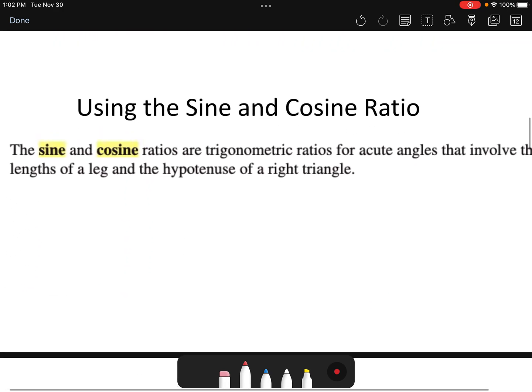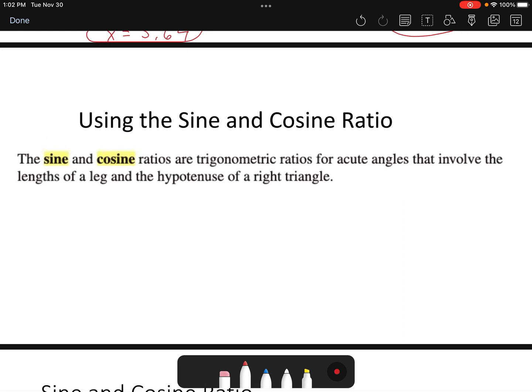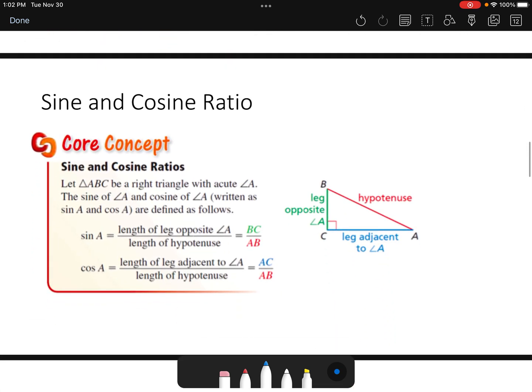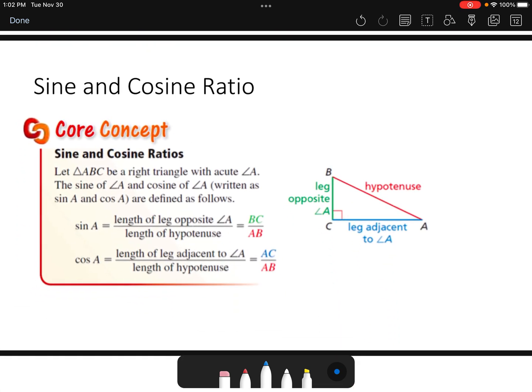Now we're going to use what's called the sine and the cosine, and these involve the legs and the hypotenuse. So one leg and the hypotenuse now. The tangent was both legs. So the sine and cosine are based on opposite and hypotenuse. The sine is opposite over hypotenuse. The cosine is the adjacent over the hypotenuse. So we've been writing opposite and adjacent and hypotenuse for that reason. They all have a name.